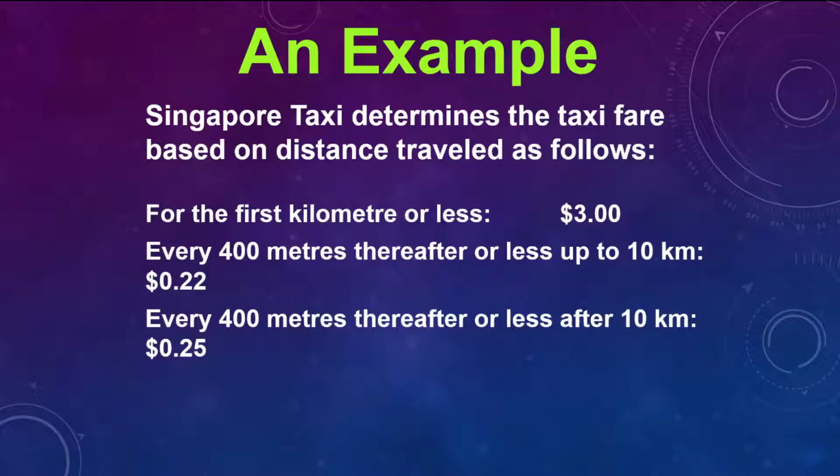In Singapore, a few years ago at least, I think the numbers are not updated, the taxi fare is based on distance traveled as follows. If you go for 1 km or less, your fare is $3. Then subsequently, every 4 meters thereafter or less up to 10 km is 22 cents per 4 meters. And then after 10 km, every 4 meters thereafter or less is another 25 cents. Okay, so there are 3 tiers you need to take care of. All right, so this is your problem.